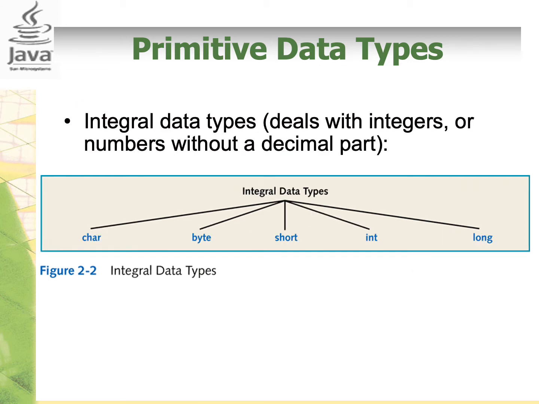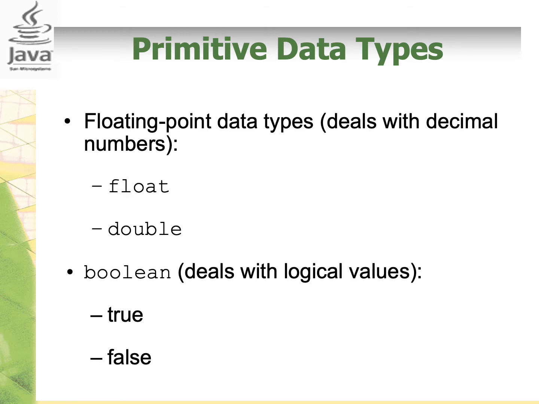Integral data types deal with integers or numbers without the decimal part. It can be char, characters, byte, short, int, or long. The differences among these are in terms of the memory they use and also the range of values, which will be shown in the next few slides. Floating point data types deal with decimal numbers. We will see float and double. Boolean, on the other hand, deals with logical values. So a Boolean has 2 values, either true or false.